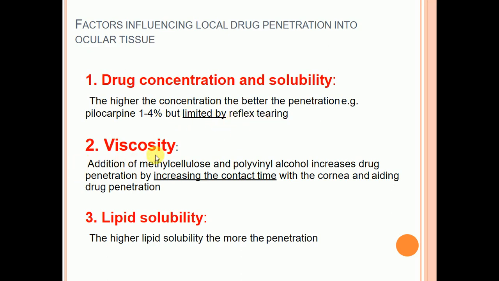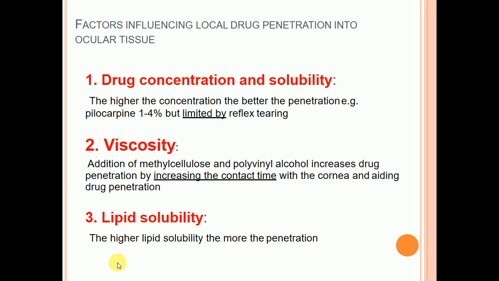The second one is viscosity. Addition of methyl cellulose, which acts as a viscosity-enhancing agent, and polyvinyl alcohol can increase the viscosity of the formulation, increasing the contact time with the cornea and thereby increasing drug penetration. So viscosity directly influences local drug penetration into the ocular tissue. The third one is lipid solubility.